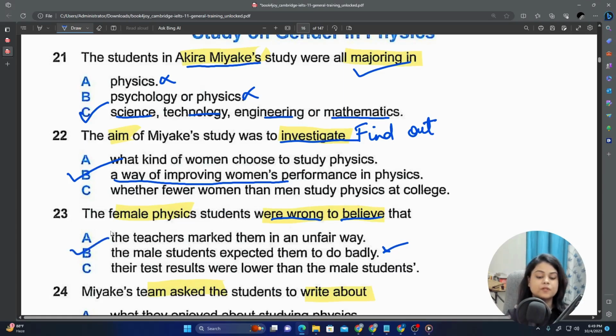Anyway, what Miyake's team... Okay, the speaker said that the women thought that male students assume that females perform badly in physics and get poor results. Later on, they said that they are wrong to believe that. Okay, so here the option will be B1. The male students expected them to do badly. Let's move to question number 24.